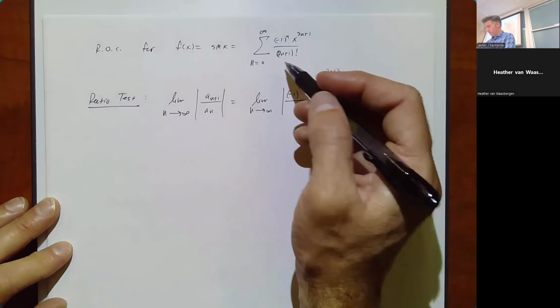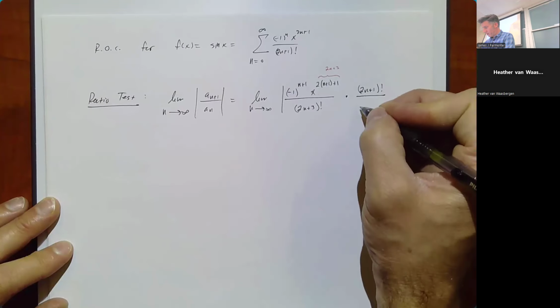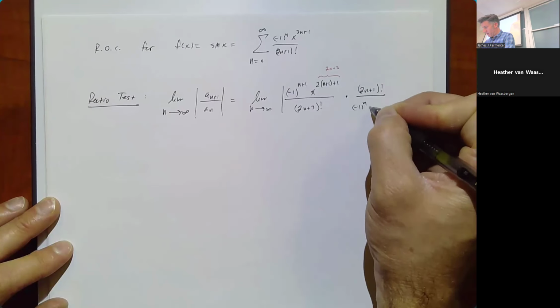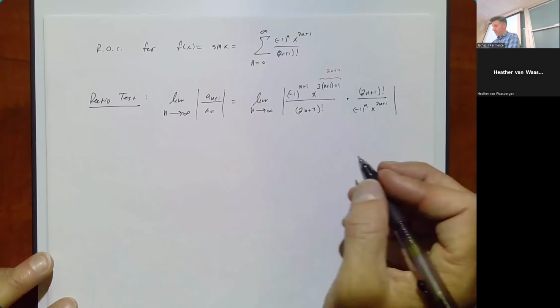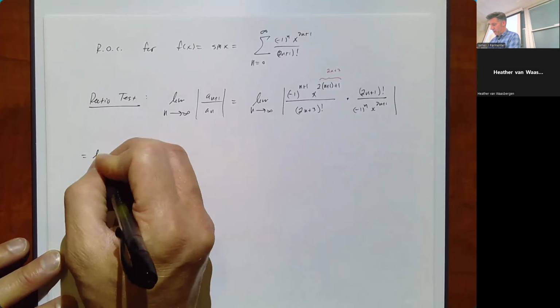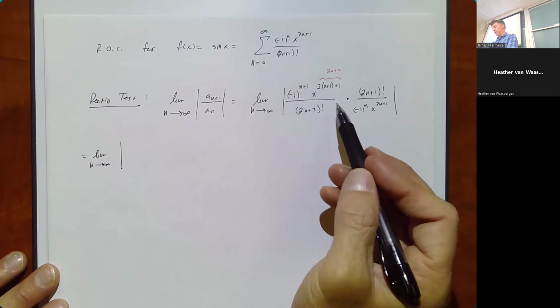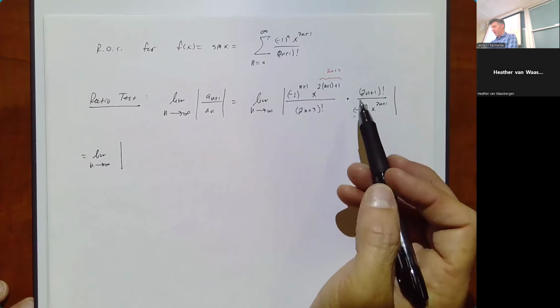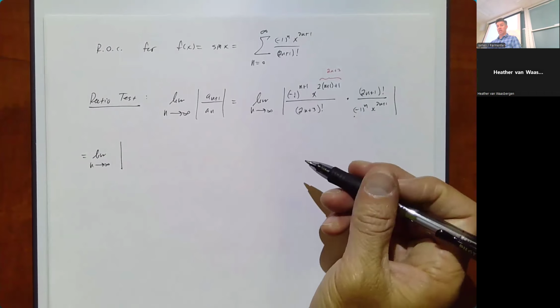Times the reciprocal of this, which is 2n plus 1 factorial over -1 to the n, x to the 2n plus 1. Here's how things are going to simplify. We're going to get the limit as n goes to infinity of the absolute value of, okay, the -1 to the n plus 1 divided by -1 to the n is just -1, but a -1 times a bunch of stuff in an absolute value actually doesn't matter, so we're just not going to write it.